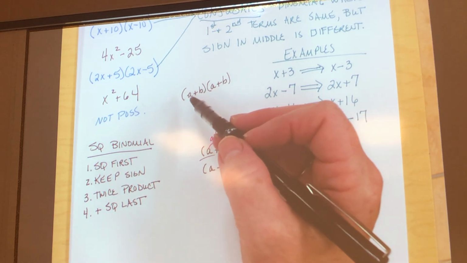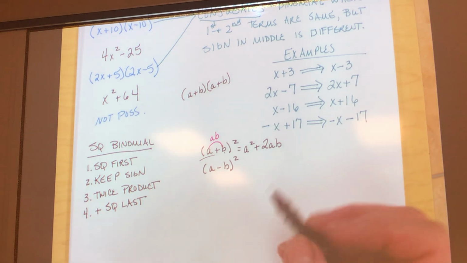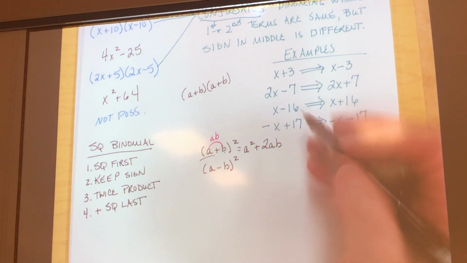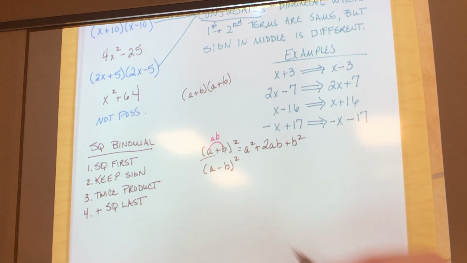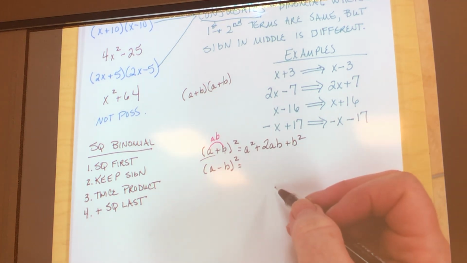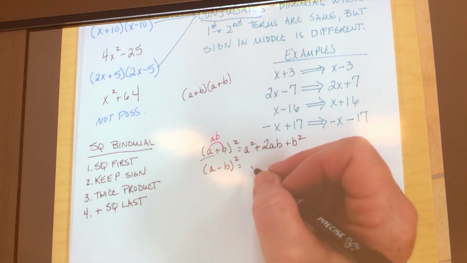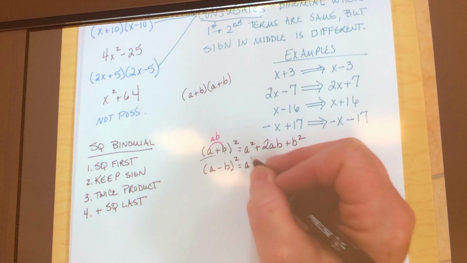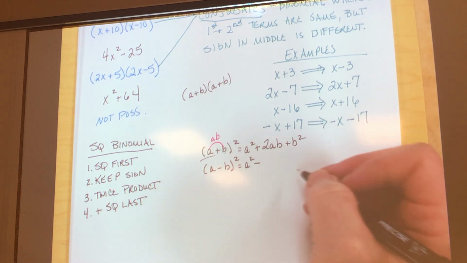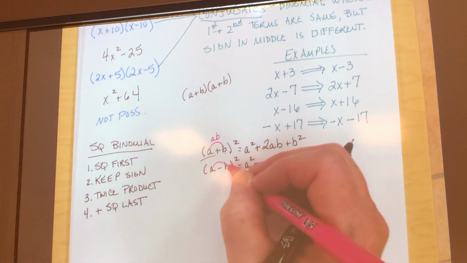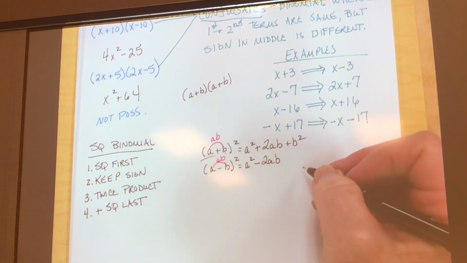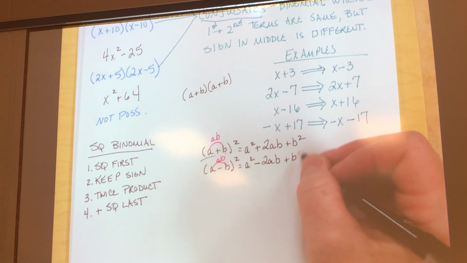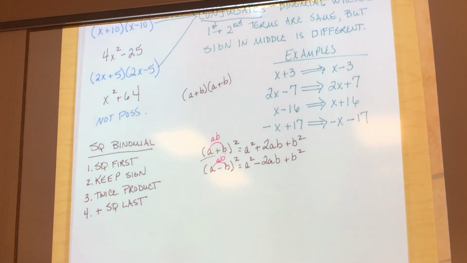So you have 2 of those, so that's why you're doubling it. And then at the very last, plus square the last, what do you get? Plus B squared. Okay? Let's do this guy right here. So you tell me the rules and I'll tell you the answers. Square the first, A squared. Keep the sign, minus. Twice the product. The product is still AB, so twice that would be 2AB, and plus square the last, plus B squared. All right, anybody got a question?